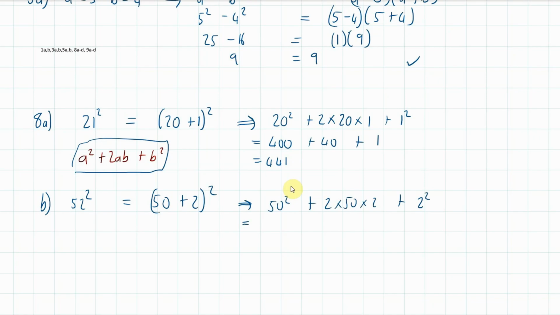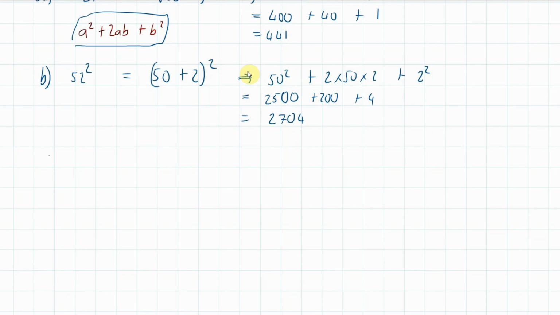And then we go, well, what's 50 times 50? That's like 2,500. And then we've got 2 times 50, which is 100 times 2, so plus 200. And then we've got plus 4, so it should be 2,704. 52 squared should be that. Now we can just check that on the calculator. Look at that. Yeah, we got it right.